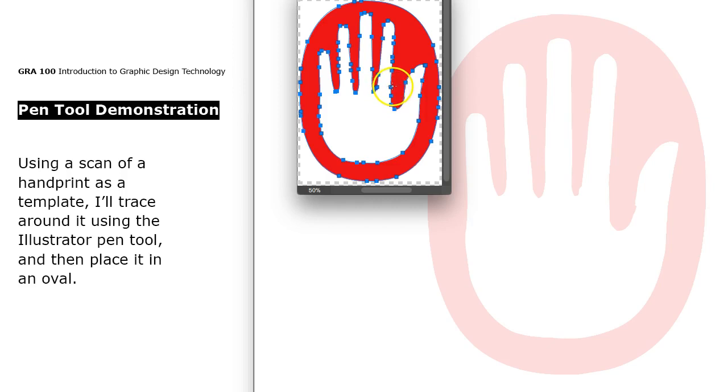You should recognize these little blue squares as anchor points. My other objective is to fill the logo with a red.